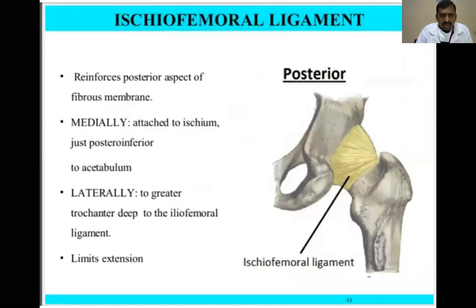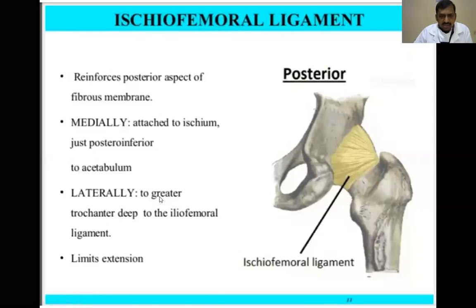Next, coming to the other ligament, the ischiofemoral ligament. It reinforces the posterior aspect of the fibrous capsule. It strengthens the posterior aspect of the hip joint. Medially, it is attached to the ischium. This is the ischium bone, just posterior-inferior to the acetabulum. In this area there is the acetabulum, and this is the posterior-inferior part of the acetabulum. That is the area for the attachment of the medial part of the ischiofemoral ligament.